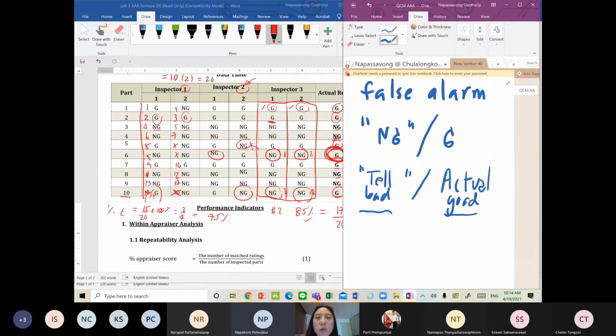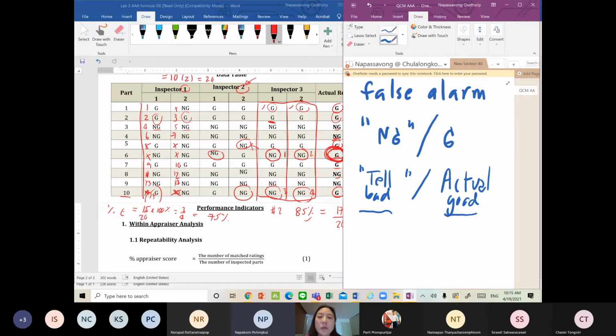So what you need to do is that actually you don't have to fix anything, right? Because that part is actually good, okay? It's actually acceptable, okay? So what you should do is train this operator again about the standards, so that in the future this inspector will not make this kind of mistake again. Okay, do you get that? Okay.